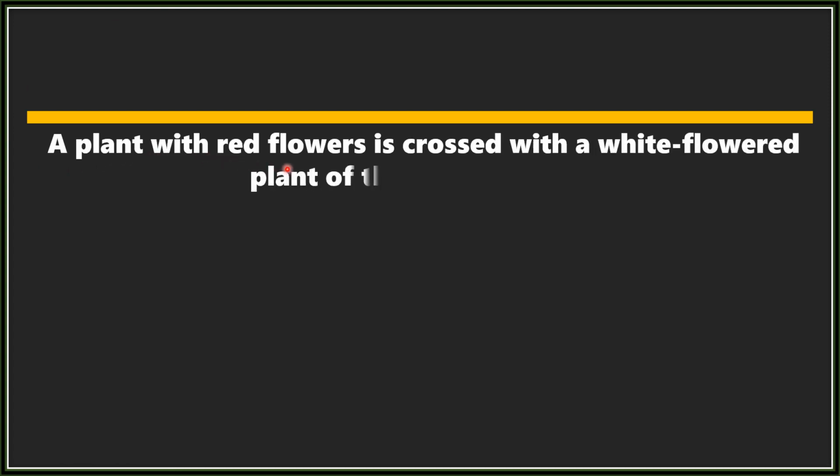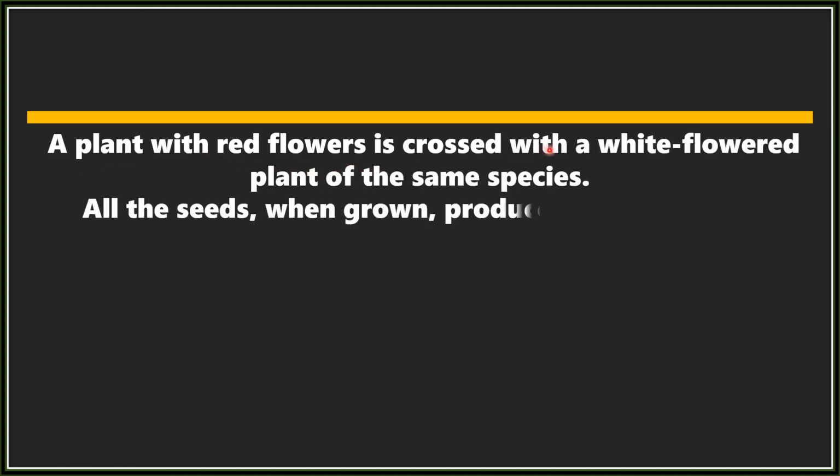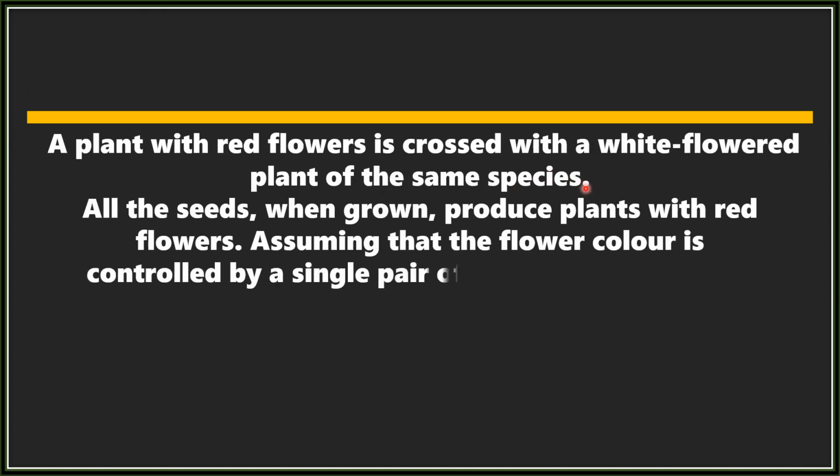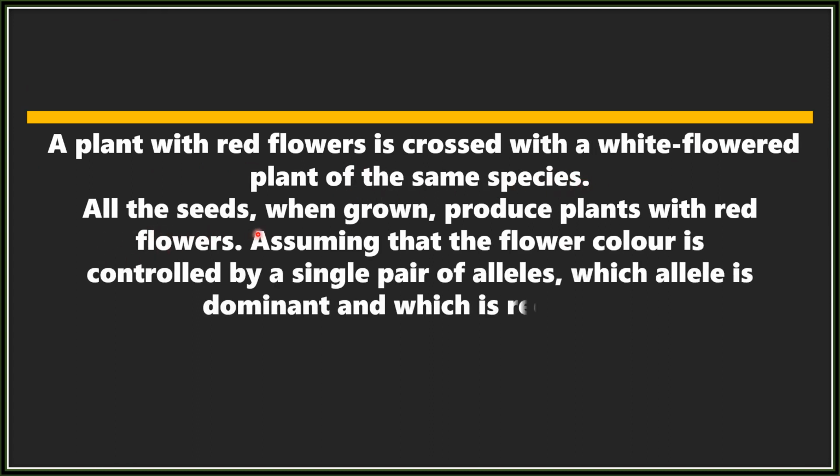A plant with red flowers is crossed with a white flowered plant of the same species. All the seeds, when grown, produce plants with red flowers. Assuming that flower color is controlled by a single pair of alleles, which allele is dominant and which is recessive?